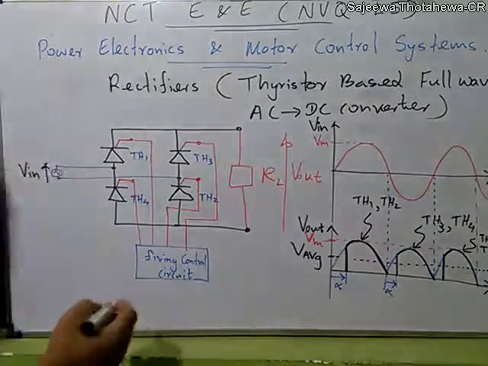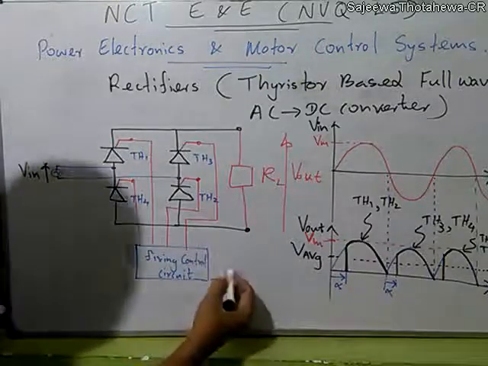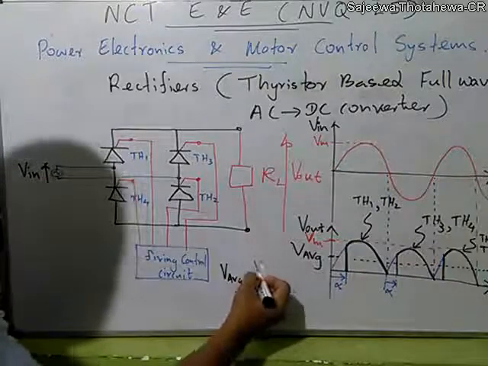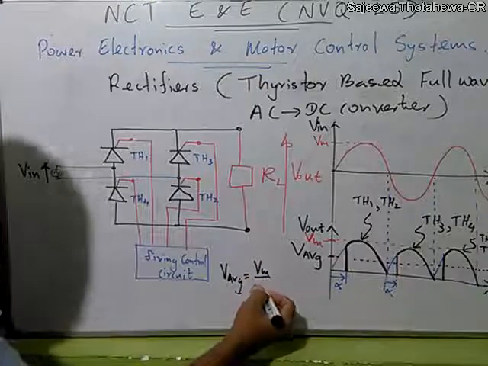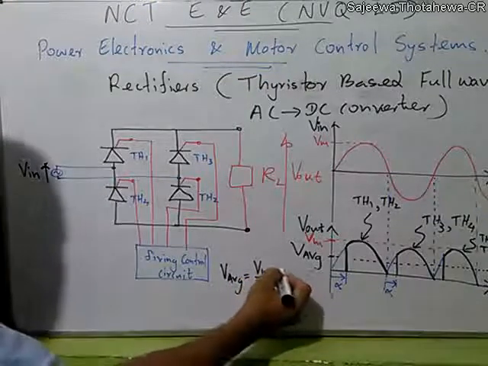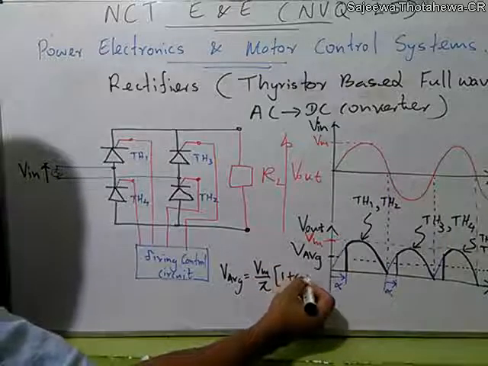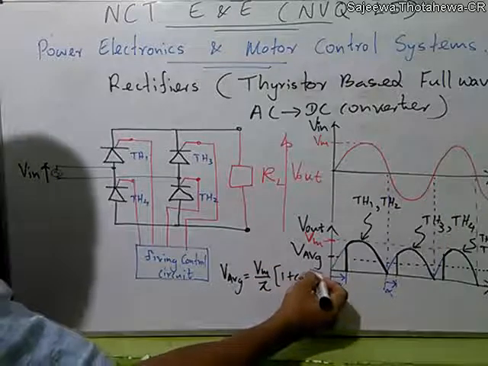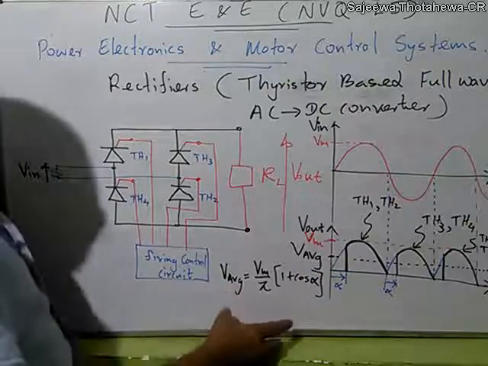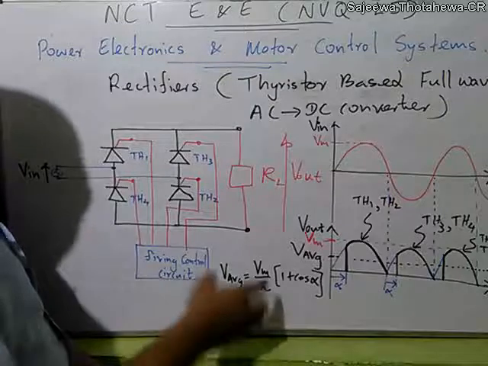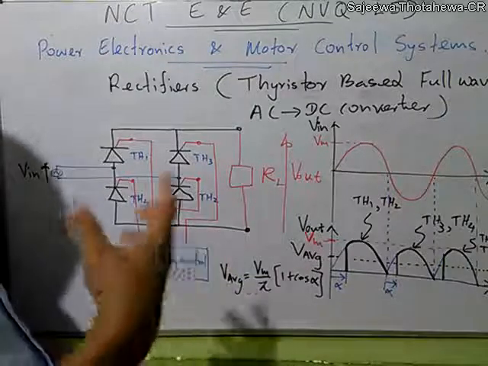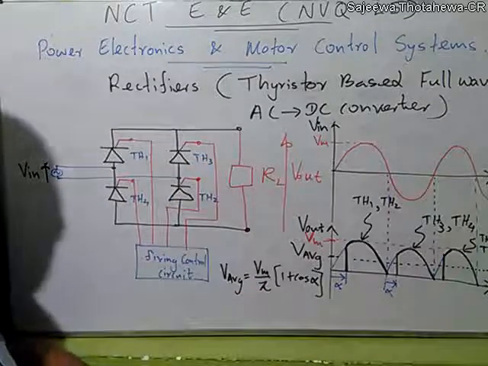This average value can be written as V average equals Vm divided by pi, times (1 plus cos alpha). You can prove this using integration, but at this level we directly use this relation to solve the problems in your final paper.